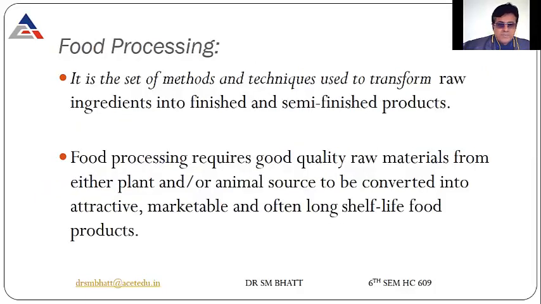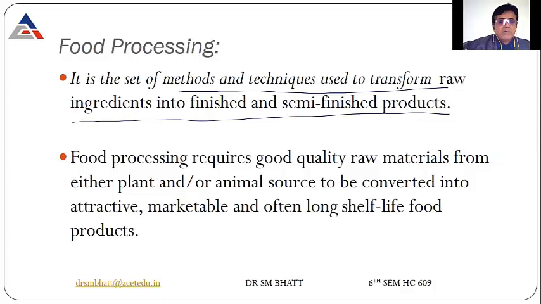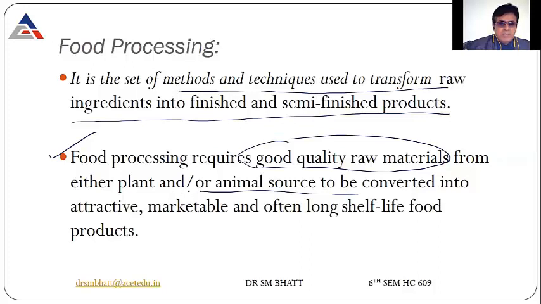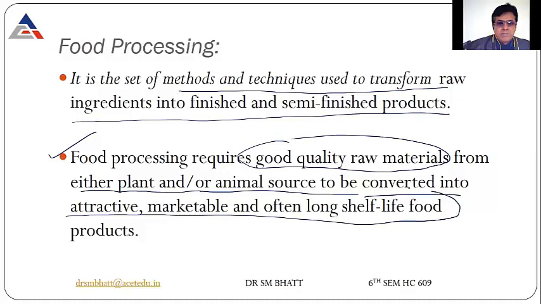What is food processing? Tell me. Food processing means methods and techniques used to transform raw agriculture food products into finished or semi-finished food products, right? Transforming raw ingredients into finished and semi-finished products. So food processing requires what? Good quality raw material from either plant or animal source, to be converted into attractive, marketable, and often long shelf life food products.